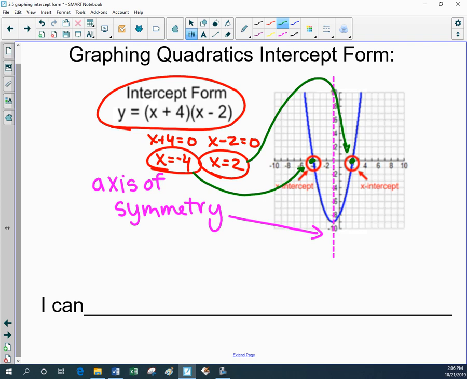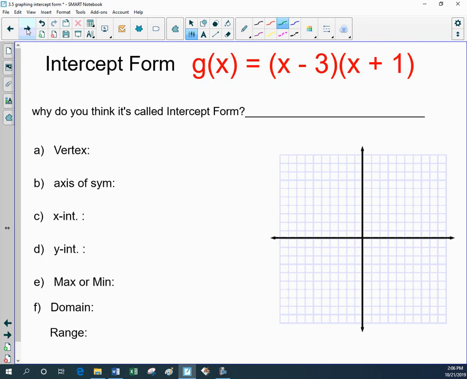Okay, the axis of symmetry. So this line that goes right down the middle of the graph, this kind of splits it in half. That's the axis of symmetry. So right here, this line is at -1. So the axis of symmetry would be x equals -1. And the vertex, down here at the bottom of the graph, you can see is at -1, -9.